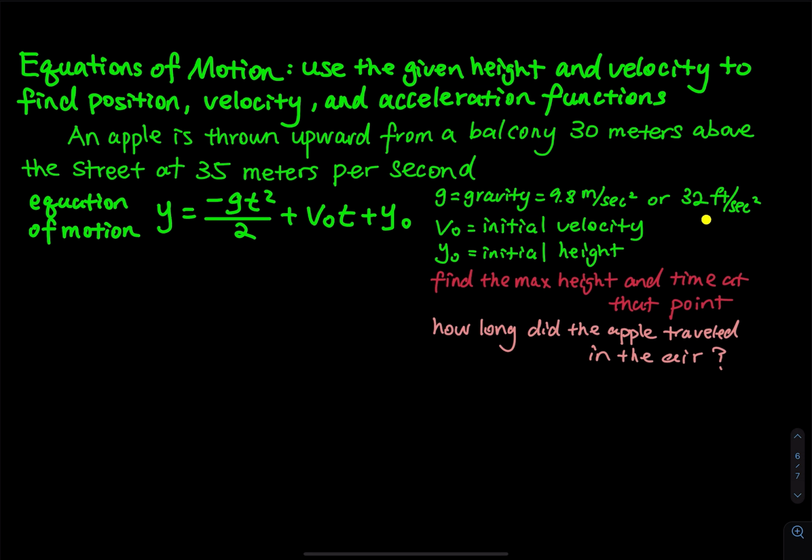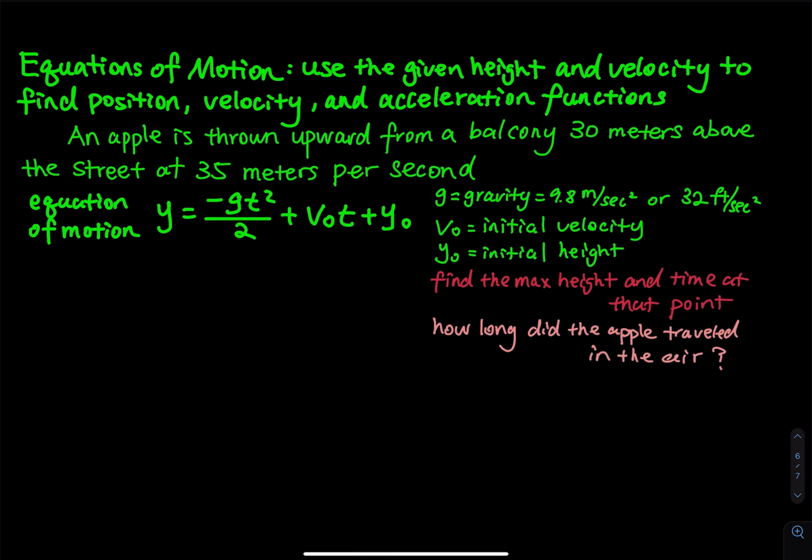Now, you might be thinking, all right, gravity. I am holding my pen right now. If I let go, the pen falls to the table or to the ground, right? Therefore the gravity is supposed to be negative. Take a look, I have negative g t squared. So when you plug in the 9.8, you will have a negative gravity in the equation of motion. And then the v naught is the initial velocity, which is 35 meters per second, and the initial height y naught is equal to 30.